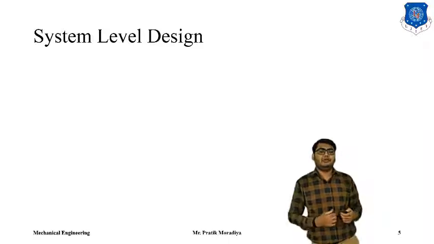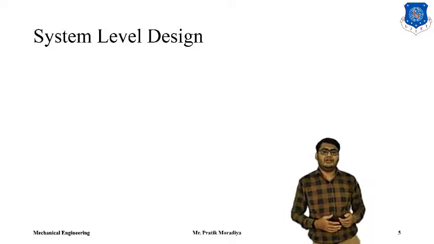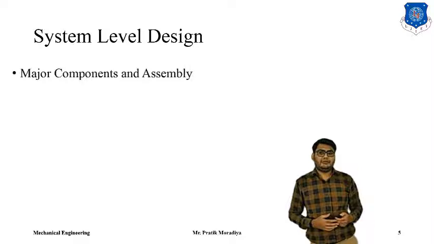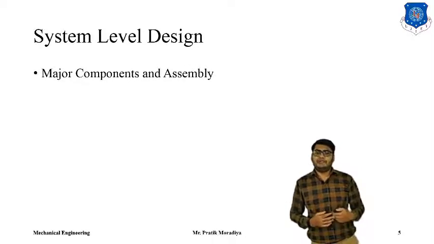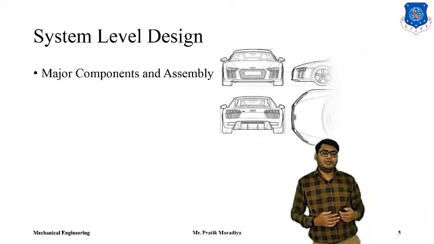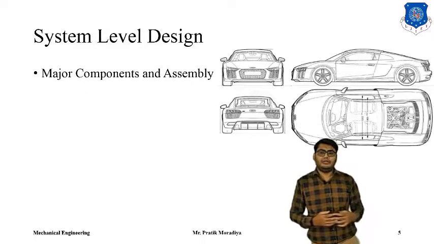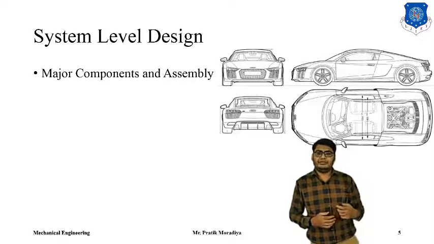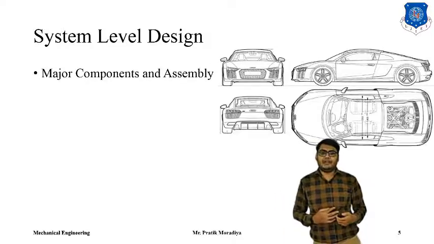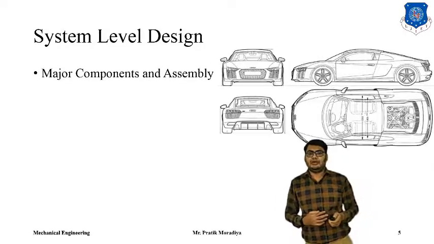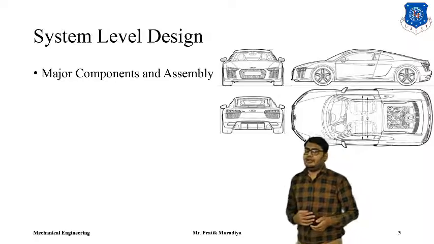You are not going into details or dimensions, but you are just having an overview of the different systems that are required. For example, you will think about major components and assembly only. All the small components, all the standardized components, you will not think about. As we had discussed, this is what a system level design of a car will look like.